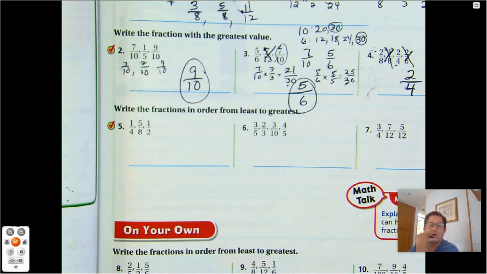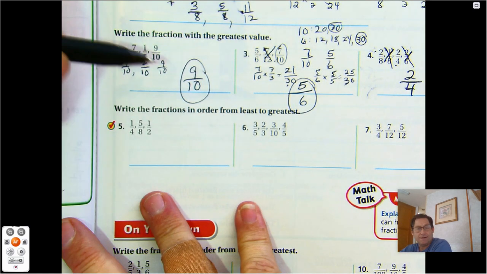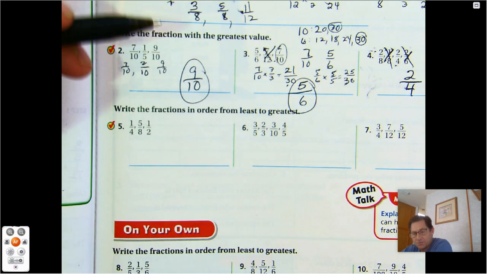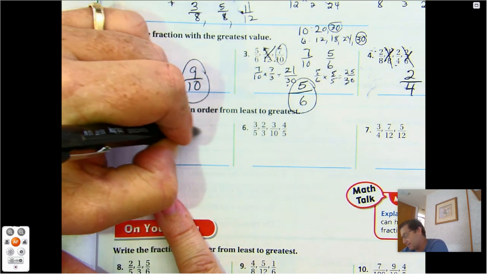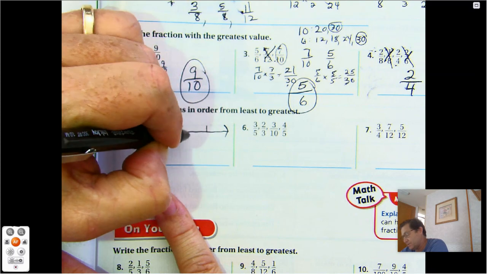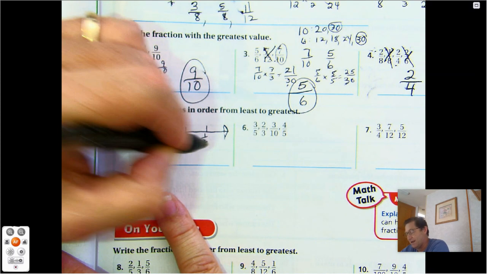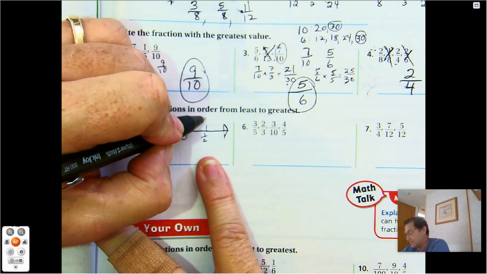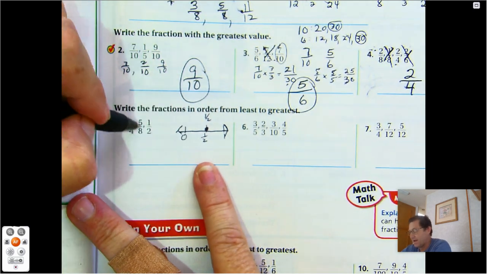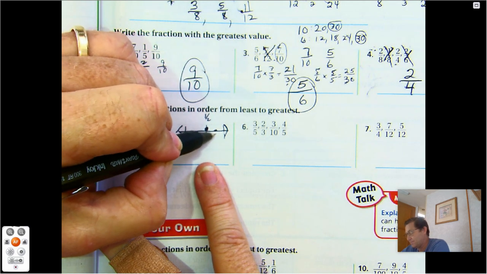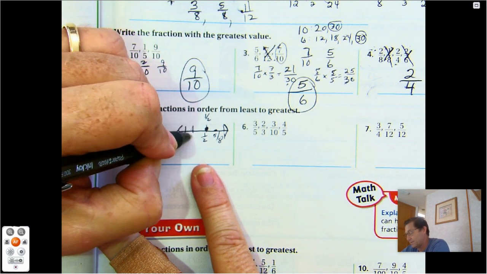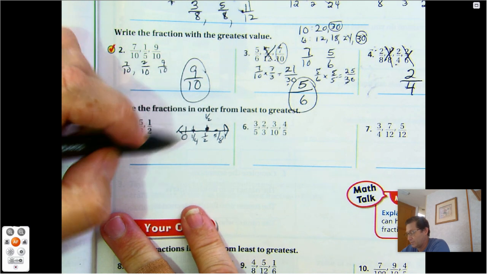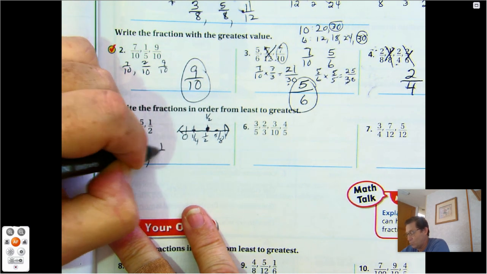Write the fractions in order from least to greatest. All right, so I guess let's use that idea of comparing to a half. This 1/4, let's just put 0 and 1, and we're going to call that 1/2. Okay, 1/2 is 1/2. 5/8 is bigger than 1/2. And 1/4 is less than 1/2. So least to greatest, 1/4, 1/2, 5/8.